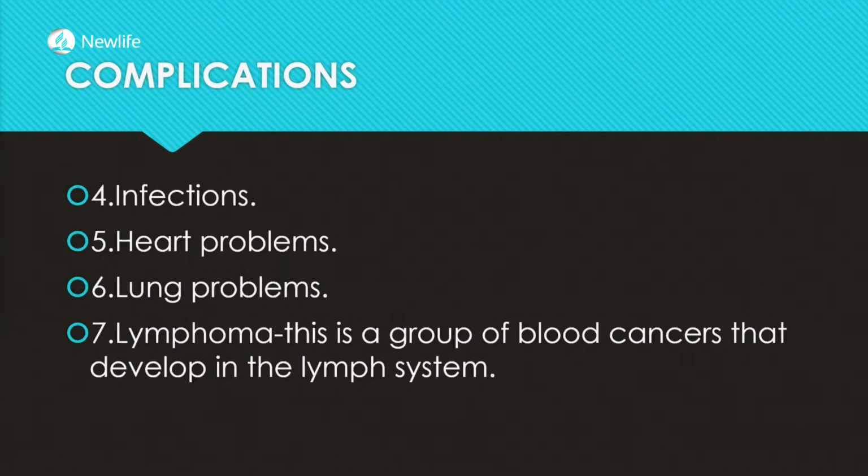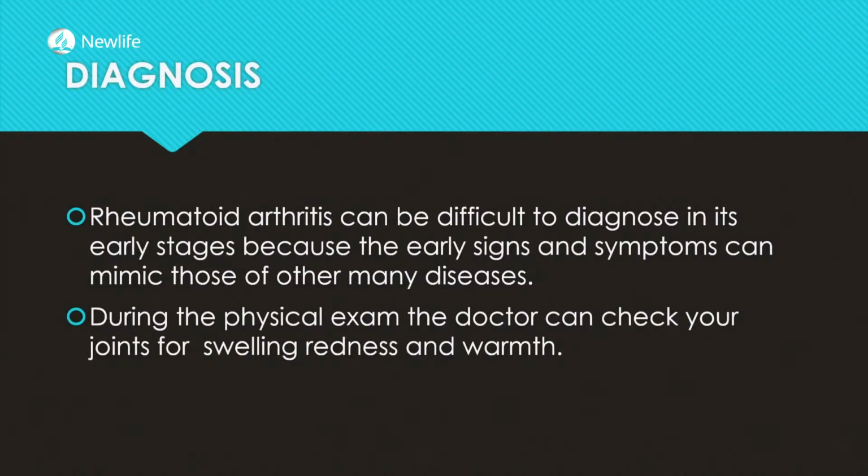We have infections, heart problems, lung problems, and we also have lymphoma. This is a group of blood cancers that develop in the lymph system. Diagnosis. Rheumatoid arthritis can be difficult to diagnose in its early stages because the early signs and symptoms can mimic those of many other diseases.